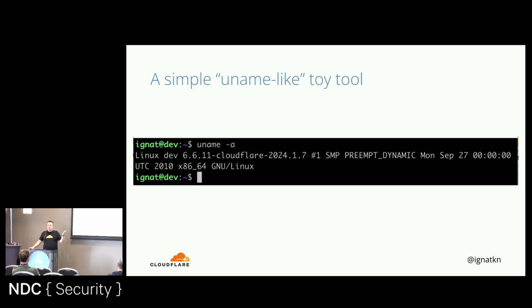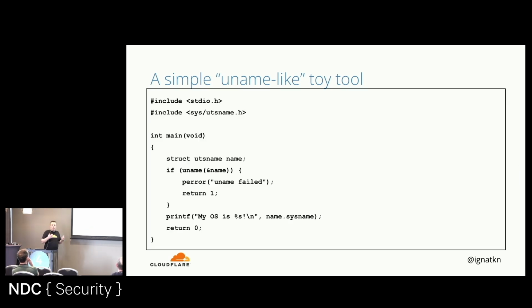Who is familiar with the uname command in Unix? Everyone is, right? So yeah, if you run uname, it will tell you your operating system and some auxiliary information, like when it was compiled, what architecture you have, etc. But the uname command's underlying implementation uses a uname system call. So let's try to write our own uname command using the uname system call.